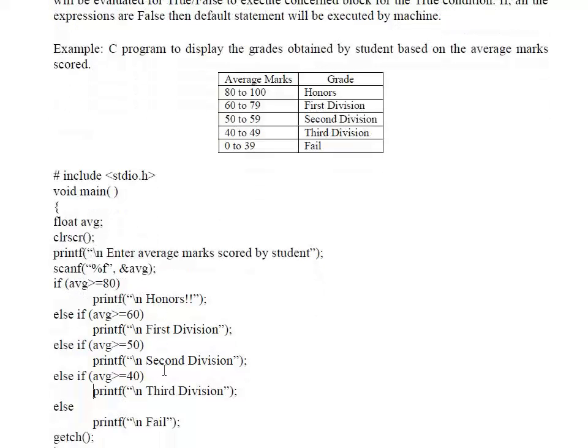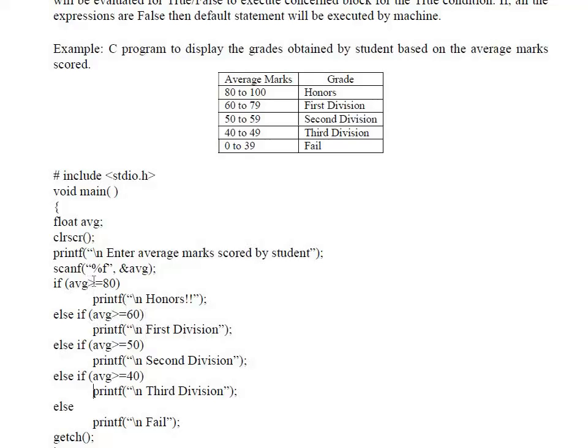Next, the program completes. Assume that it is not greater than 80. That means definitely less than 80. Then I check for greater than or equal to 60. If the first one is false, then I check for greater than or equal to 60. Assume that it is greater than or equal to 60. That means it is between 60 and 79 only, because it is not more than 80. Is it more than 60? Yes, between 60 and 79 only. So I display first division.